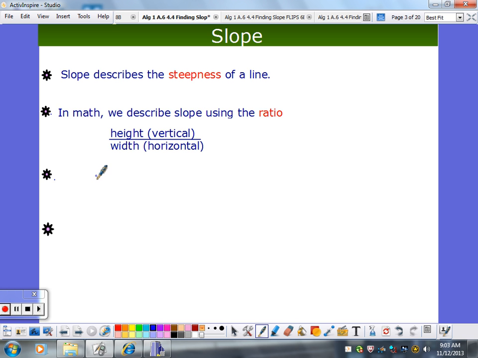So in math, slope is a ratio. Do we know what a ratio is? Let's hear what a ratio is. I know you guys know this. What's a ratio? What is it? Comparing two things. And how are we comparing two things? How do we do it? You don't remember? You're basically comparing by doing a division.